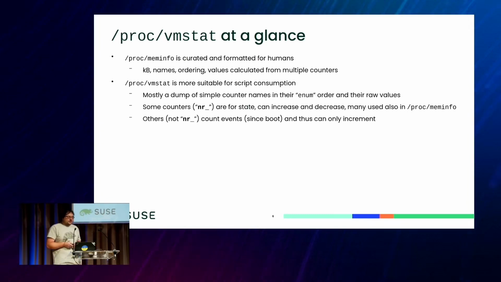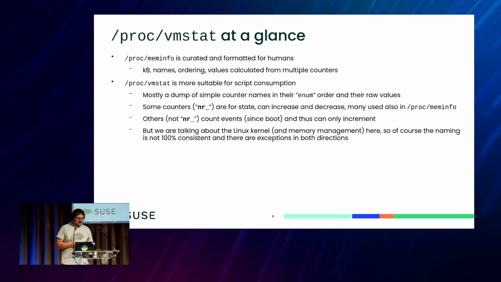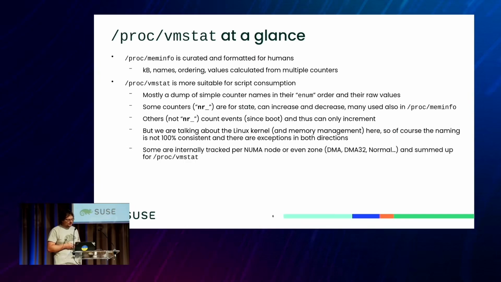human-friendly. What we at least do is that because vmstat collects both state and events, the state counters should start with nr for number and should be increasing and decreasing. Some of them are used as a backing for the meminfo counters, and others count events since boot and can only increment over time. But since we are talking about the Linux kernel and memory management, this is not completely consistent, so there are exceptions in both directions, as we will see.